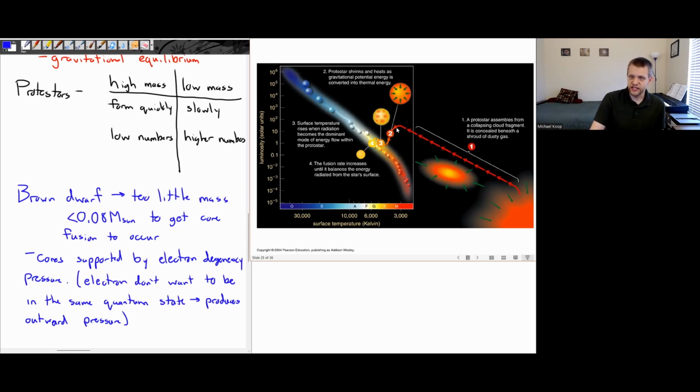As it continues to heat up, eventually it reaches the temperature where there's now a fusion reaction that's going on inside of the core, which starts to rein in that gravitational collapse because there's a new source of energy. And as that protostar continues to collapse and get more and more thermal energy, eventually the fusion rate's going to increase in the core, and eventually this is going to become a main sequence star.